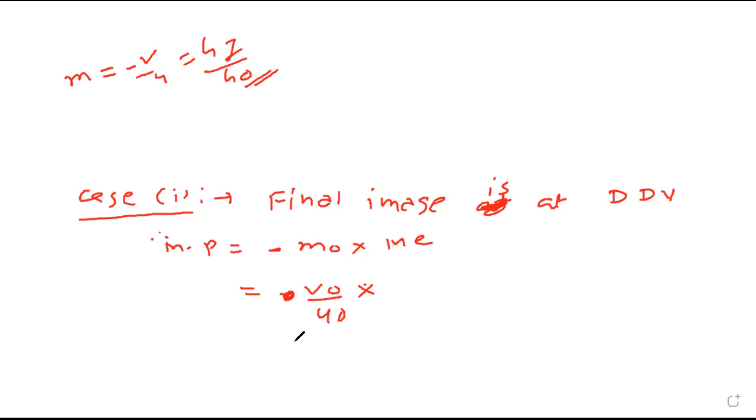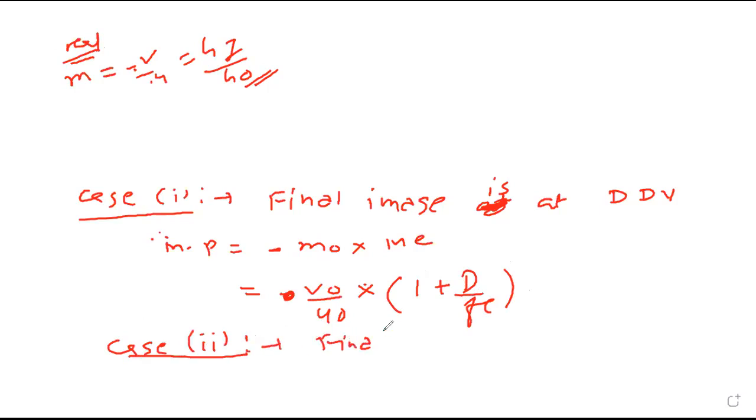Linear magnification for the objective is for a real image; for a real image, V upon U is minus. So we can write this as V0 upon U0, minus minus will become plus, into ME. ME is 1 plus D upon FE. Clear? Yes, sir.